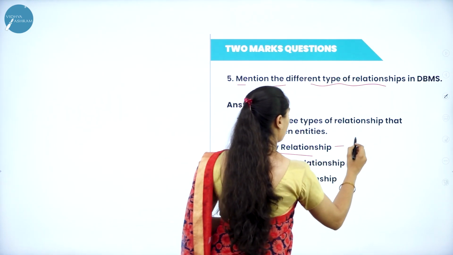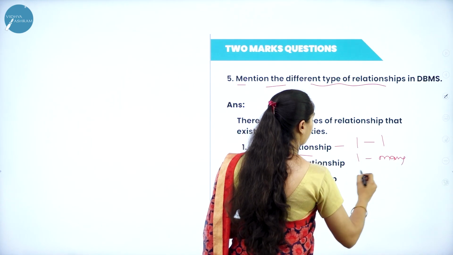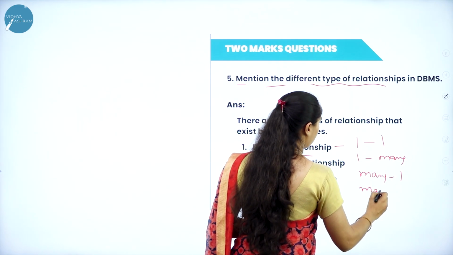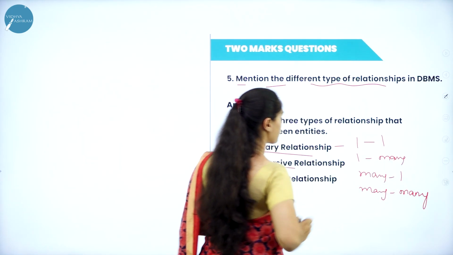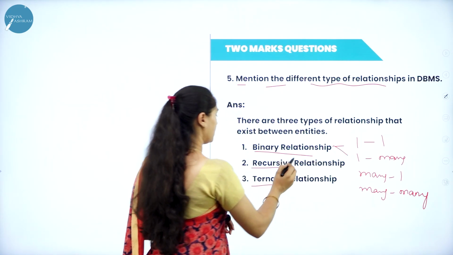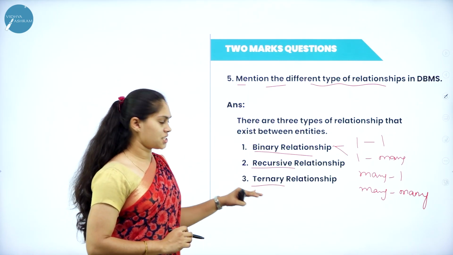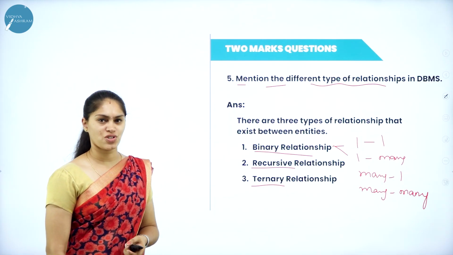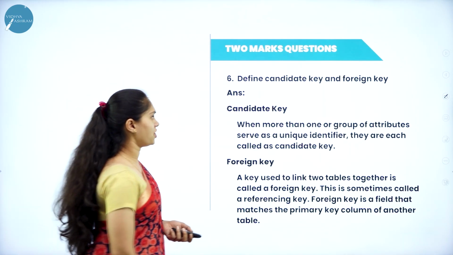So it has one to one and one to many, and we have many to one and we have many to many. These are the kinds of relationships which can be seen in the binary relationship. So totally binary, recursive, and ternary. These are the different types of relationships that can be maintained in DBMS. We'll see the next question.